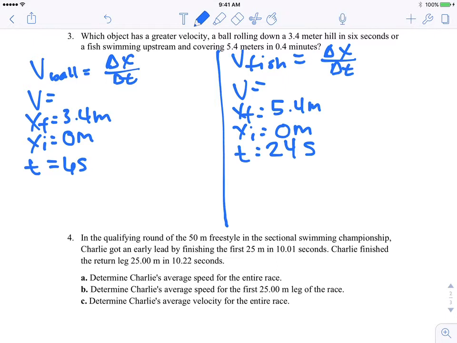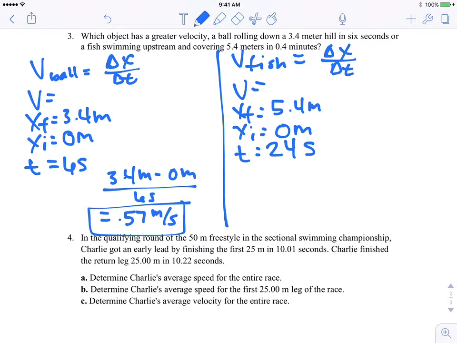Okay, so then we plug and chug. Delta x over delta t for our ball, so 3.4 meters minus 0 meters over 6 seconds. And I put that in, and I ended up with a value of 0.566667. I'm going to just put 0.57 meters per second, rounded. So there you go. That's the velocity of the ball. Now the velocity of the fish.